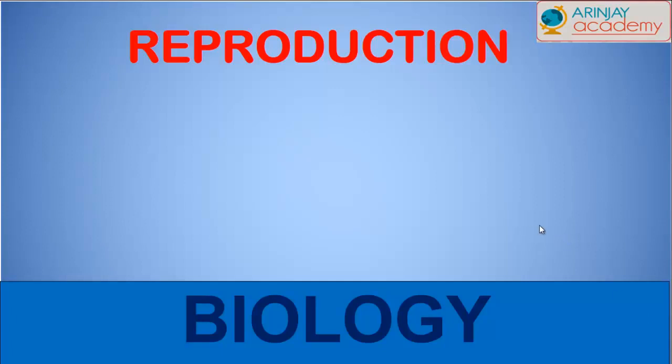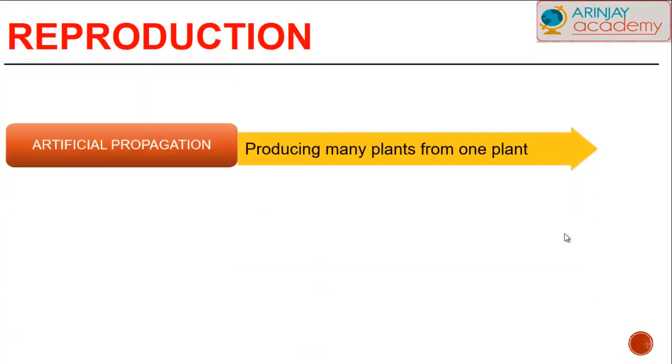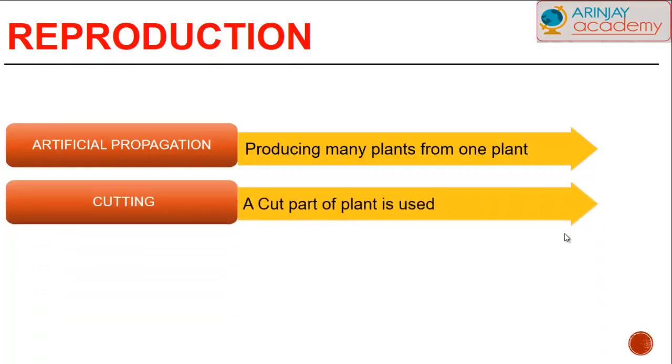Let's see how asexual reproduction takes place. Today, we'll look at artificial propagation, and the types are cutting, layering, and grafting. Artificial propagation is producing many plants from one plant by man-made methods.